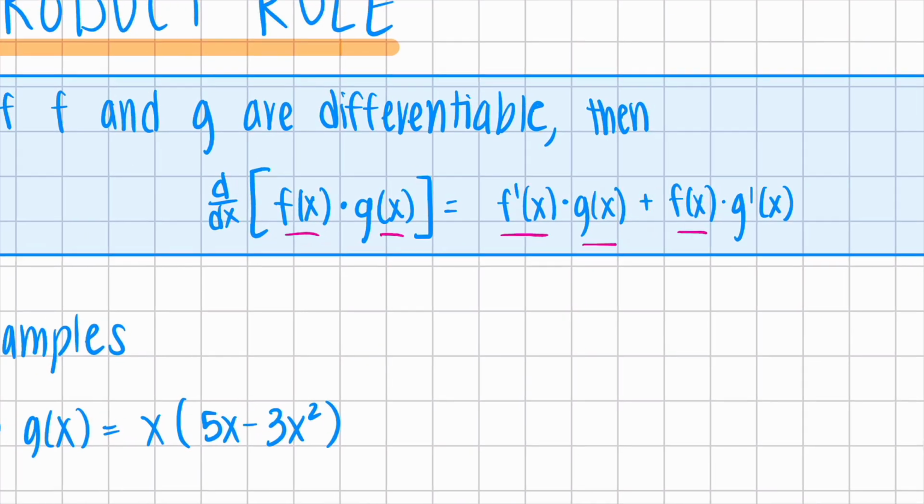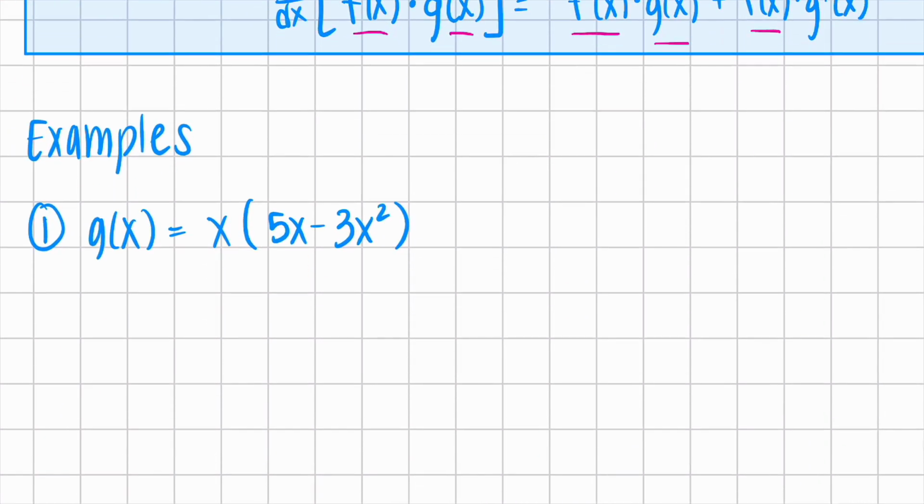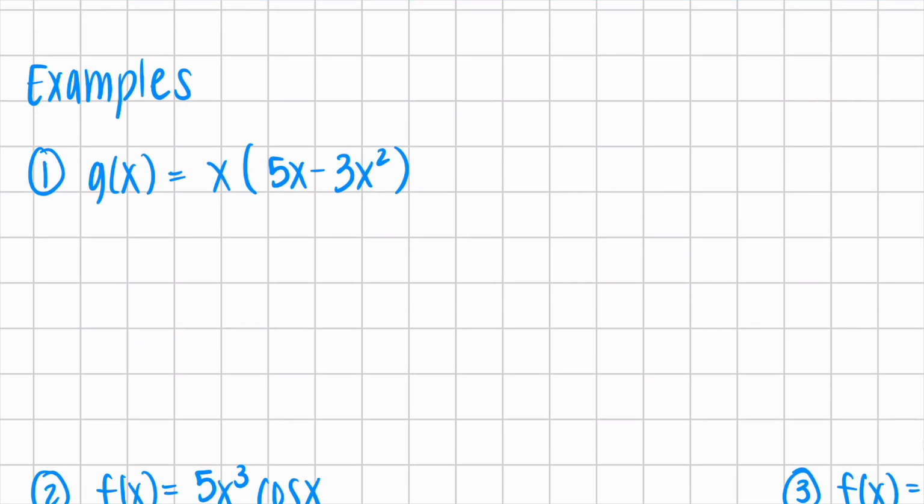So let's go ahead and just do some examples. Starting with number 1, we have g of x is x times 5x minus 3x squared. So I'm going to put my times right here. One of my functions is x, my other function is 5x minus 3x squared. When I take the derivative, I'm going to start by taking the derivative of the first function, x. Derivative of x is 1. Since I took the derivative of the first function, I'm leaving the second function, 5x minus 3x squared.